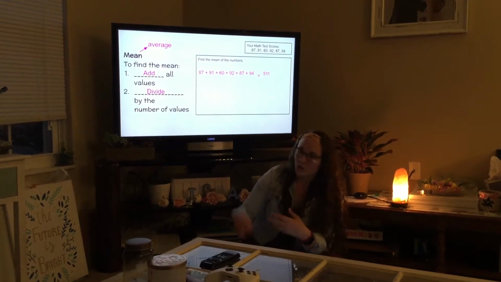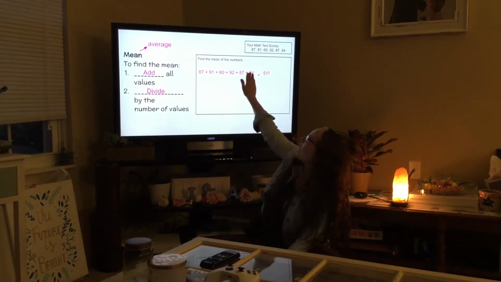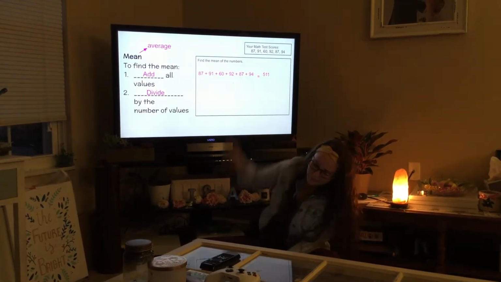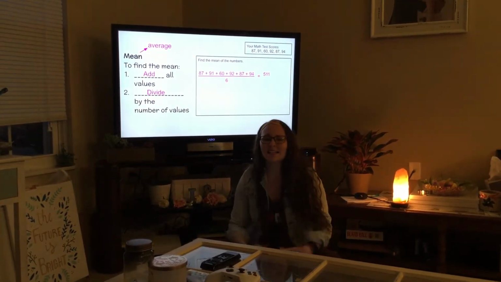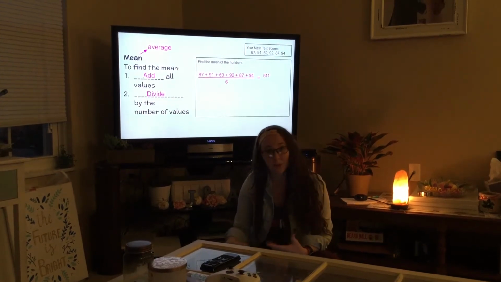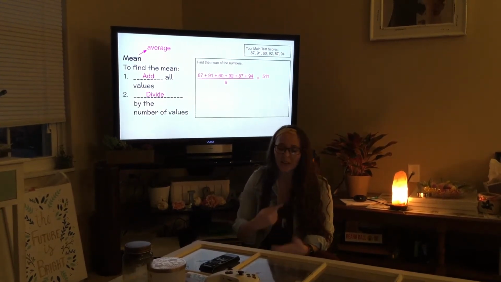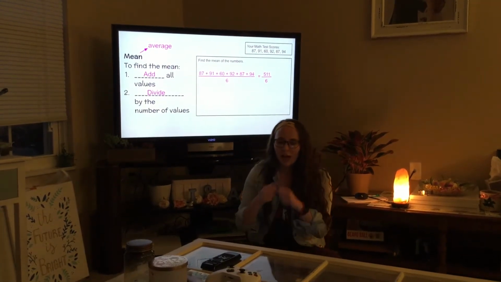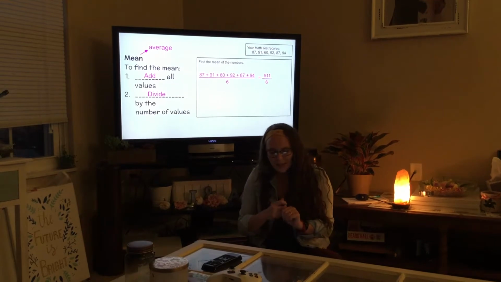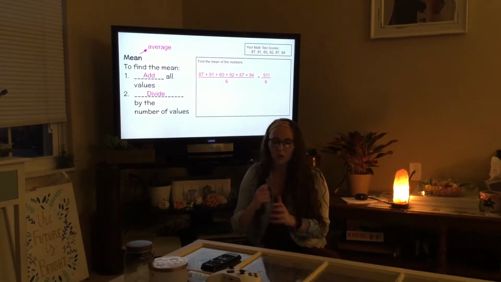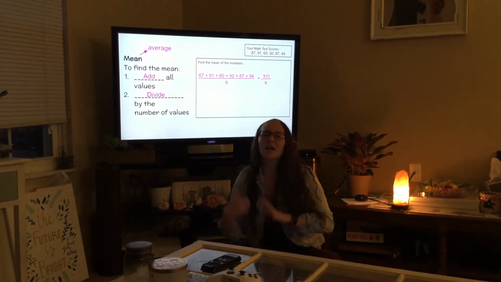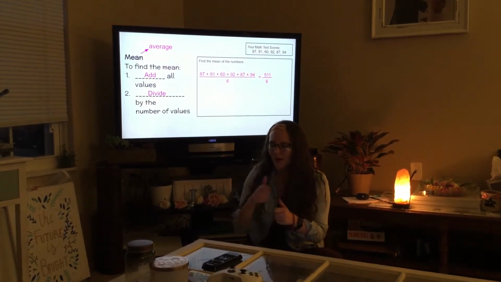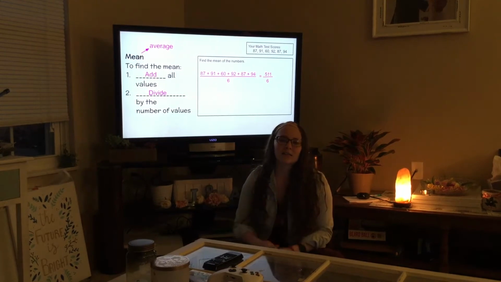Because step number 2 is once I find that sum, I'm then going to divide by the number of values. So step number 1 is adding them all up, and then step number 2 is we're going to divide this 511 by how many data points we have, which is 6. We have 6 math scores. So we're going to divide 511 by 6. So if you're typing into our calculator, you'd say 87 plus 91 plus 60 plus 92 plus 87 plus 94 equals 511. And then I would type in 511 divided by 6.